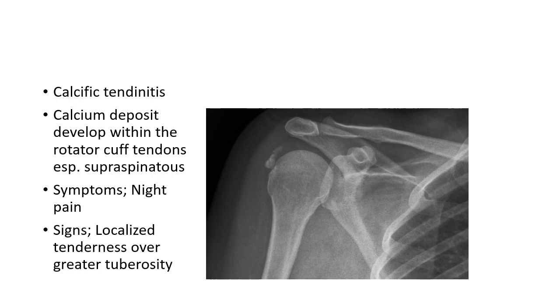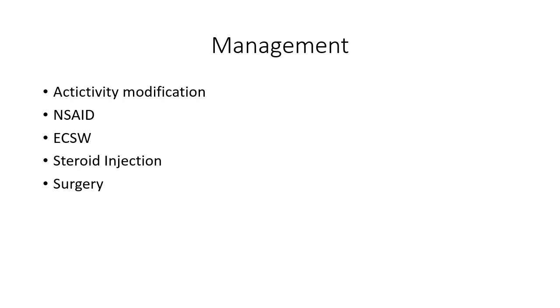Now we are going to move to the pathologies of the muscles. The first pathology we are going to speak about is calcific tendinitis. It is a calcium deposition that develops within the rotator cuff tendon, especially the supraspinatus tendon. The patient will present with night pain, and on physical examination there will be localized tenderness over the greater tuberosity. The management is by activity modification, non-steroidal anti-inflammatory drugs, extracorporeal shockwave, steroid injection, and finally surgery if the patient is not responding to conservative management.